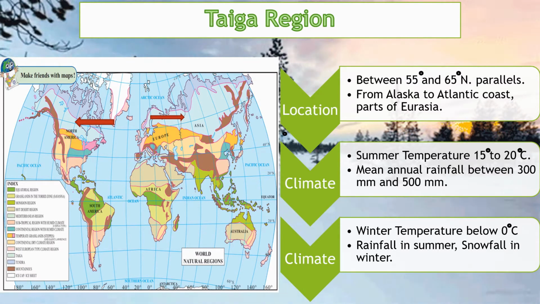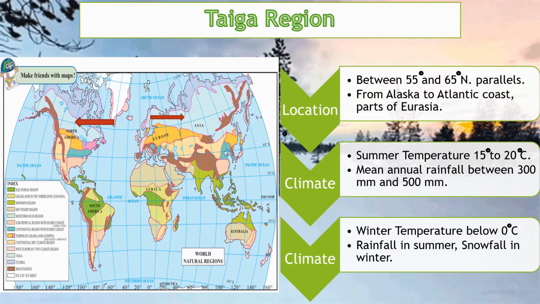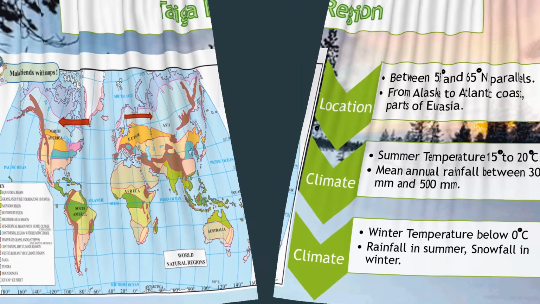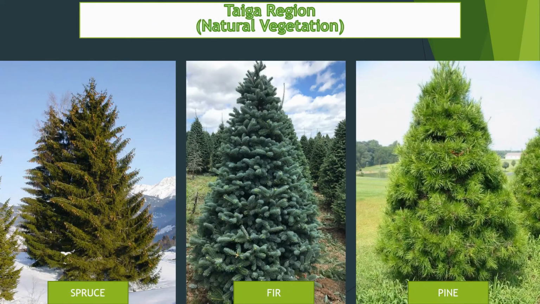The taiga forest is cold and is found in the subarctic region. The subarctic region is an area of the northern hemisphere that lies just south of the Arctic Circle. The natural vegetation one can find in the taiga region is basically spruce, fir, pine, redwood.